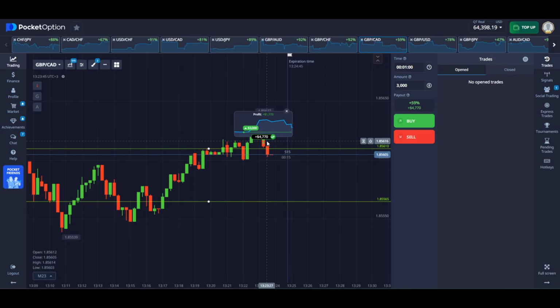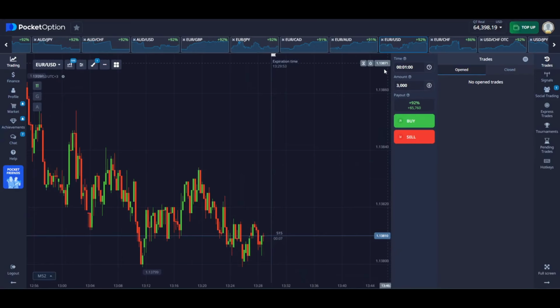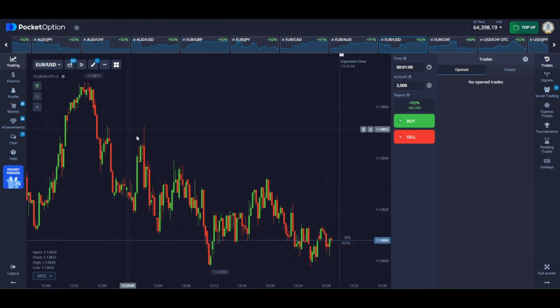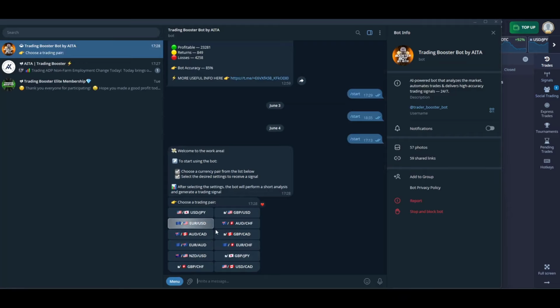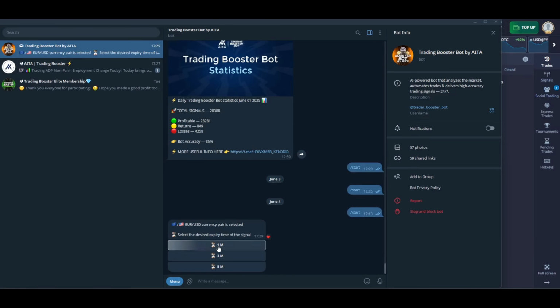Alright, let's open one more trade. The next currency pair is Euro-Dollar. It's pretty tough to analyze the market here right now. As you can see, the pair is in complete chaos. Well, let's ask the booster bot where the price is going to go now.